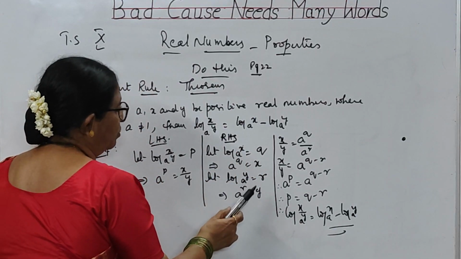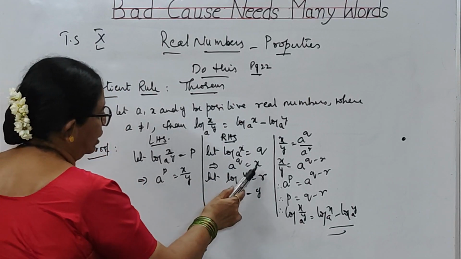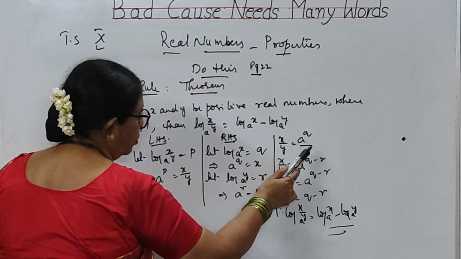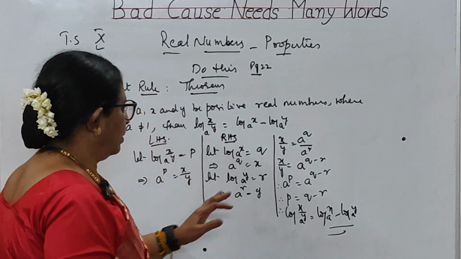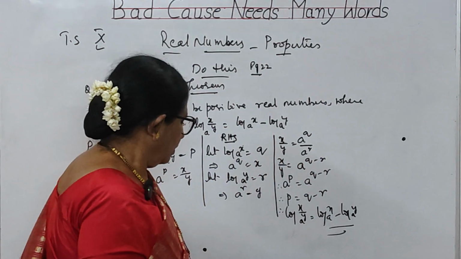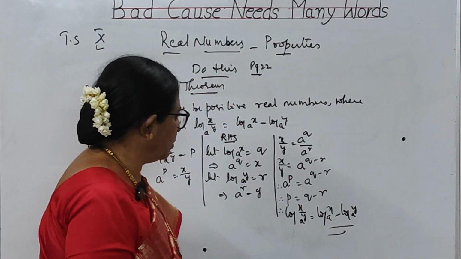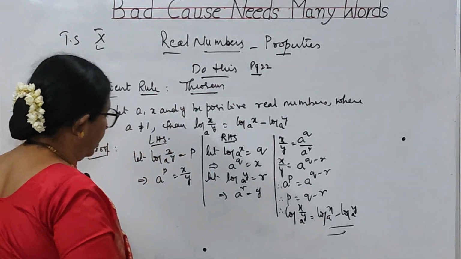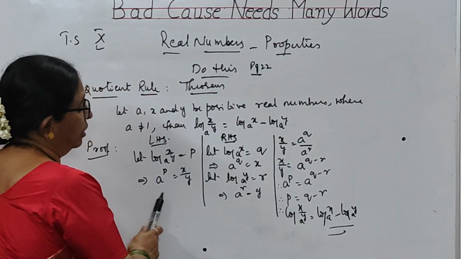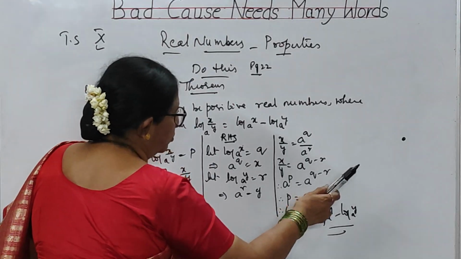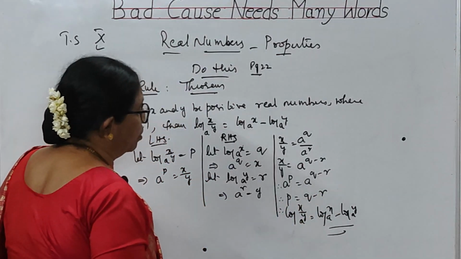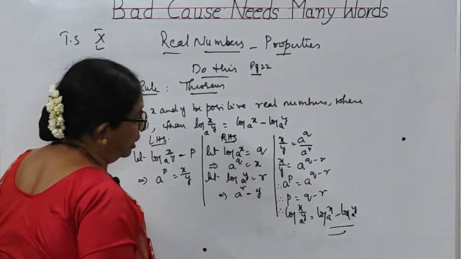But what you are having, children, we need to find out x by y. So when I am dividing it, I have to divide a to the power of q by a to the power of r. When bases are same and dividing, power should be subtracted. This is our algebraic expression. So x by y is equal to a to the power of q minus r. Already x by y is a to the power of p. So a to the power of p is equal to a to the power of q minus r. Bases are same and equal, powers are also equal. So p is equal to q minus r.